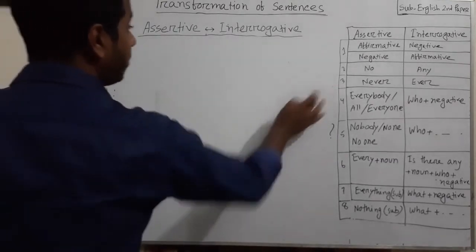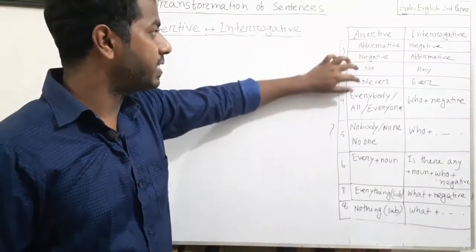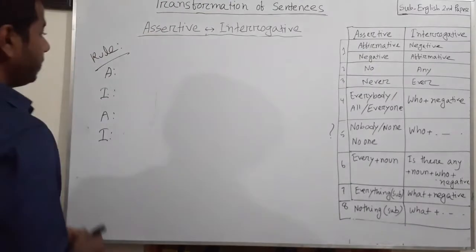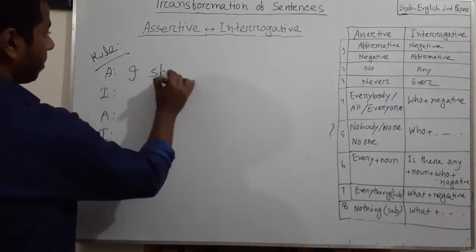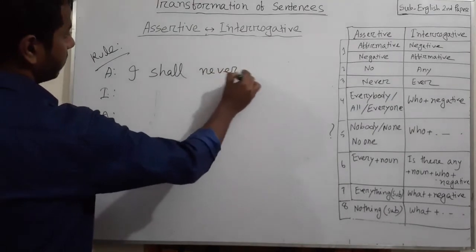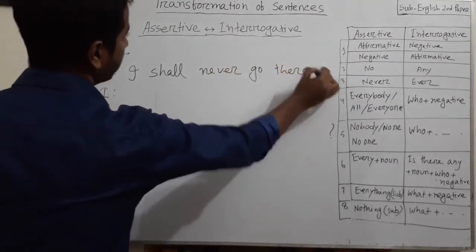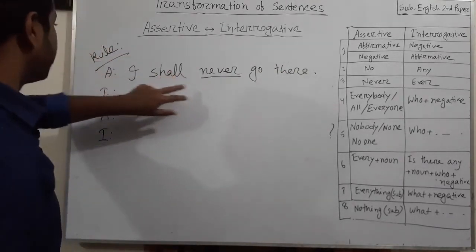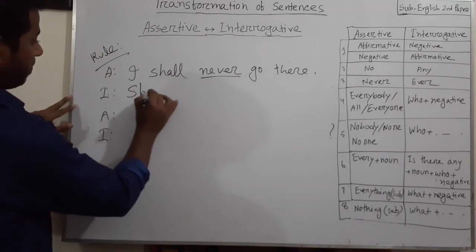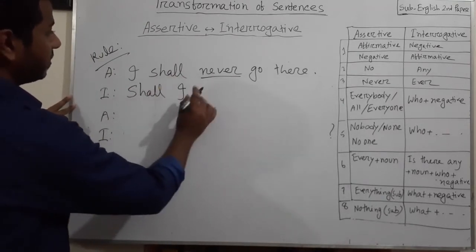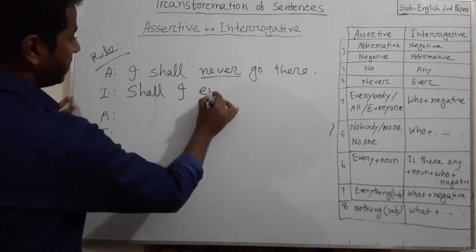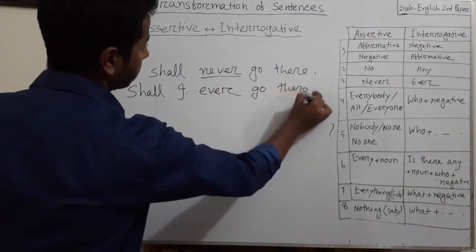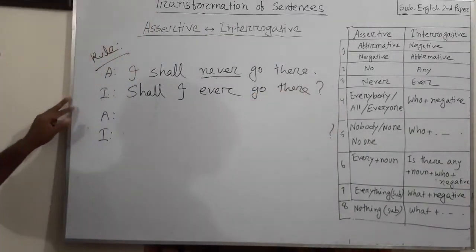then the third rule, in an assertive sentence there is never, in the interrogative sentence we have to write ever instead of never. For example, I shall never go there. Okay, then never here, it will be ever in the interrogative sentence. So shall, the auxiliary verb before the subject, shall I, then instead of never write ever, shall I ever go there, interrogative mark.